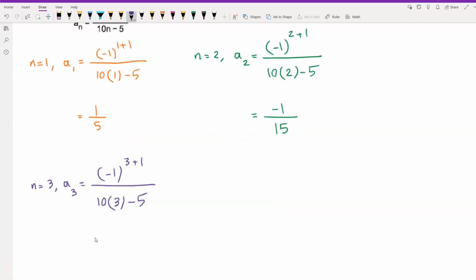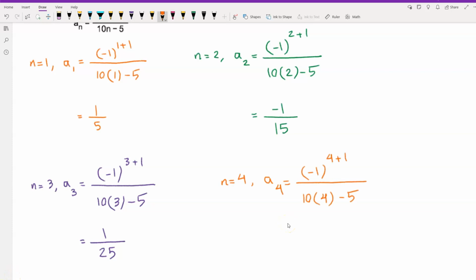Now finding a_3, that is equal to (-1)^(3+1) divided by 10 times 3 minus 5. We have (-1) to the power 4, so that is positive 1. The denominator is 10 times 3, which is 30, minus 5, which gives 25. So the answer for this part is 1/25.